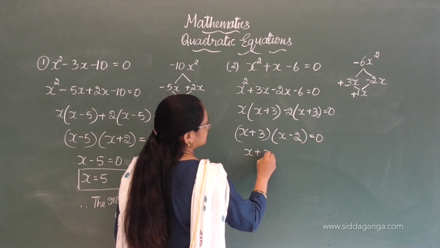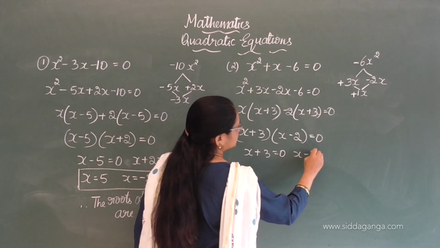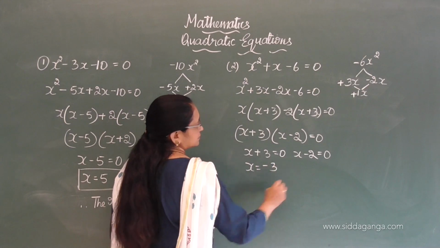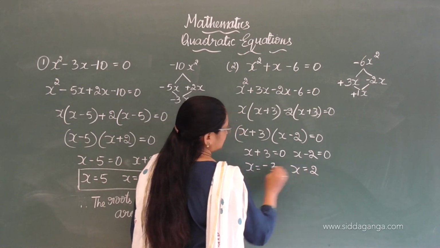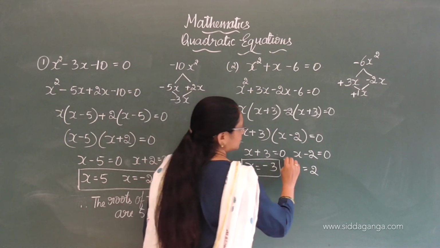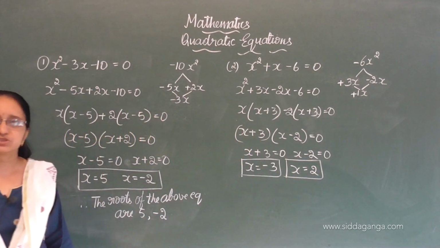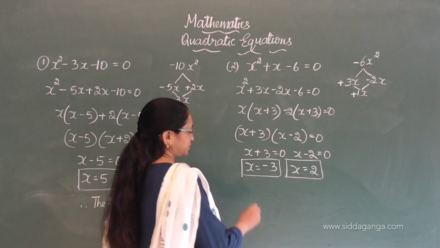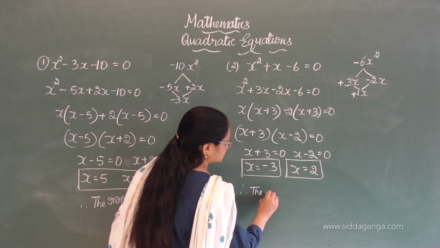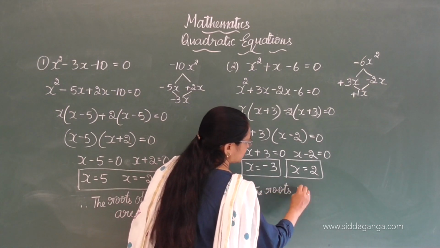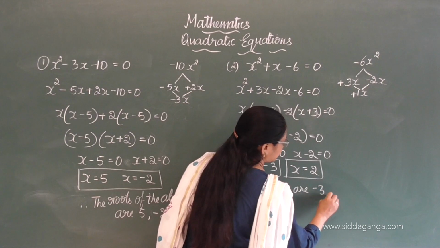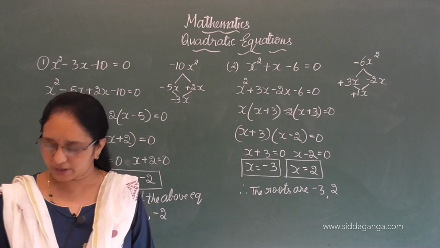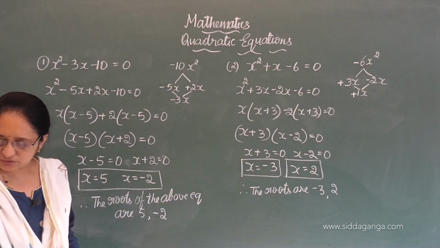Now x plus 3 is equal to 0 and x minus 2 is equal to 0. Now x is equal to minus 3. When you transpose it will become minus 3. So what are the roots? Therefore the roots are minus 3 and 2. So you should write the conclusion, okay. Now let us move on to the next one.